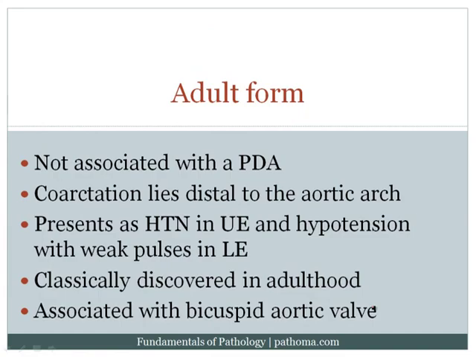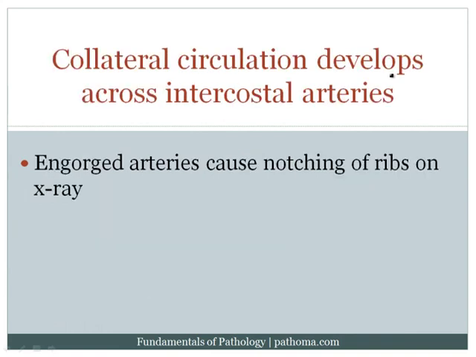Well, let's go ahead and read what we say in the text. We say it presents as hypertension in the upper extremities and hypotension with weak pulses in the lower extremity. It's classically discovered in adulthood, and high yield, it's associated with a bicuspid aortic valve. And you're going to understand the consequences of bicuspid aortic valve in the next section when we talk about valvular disorders. Now, one of the very high yield associations with this disorder is that collateral circulation will develop across the intercostal arteries in order to try to bypass that block. And so that'll result in engorged arteries causing notching of the ribs.